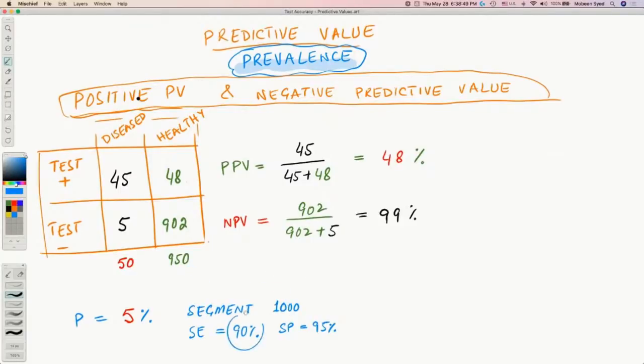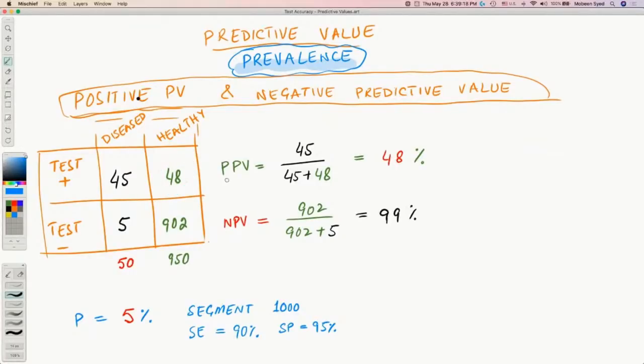When we apply the 90% sensitivity, out of these 50, 45 are correctly identified as positive, but 5 who were unhealthy are incorrectly identified as negative. Out of the 950 healthy, the test was correctly able to identify 902 as healthy, but incorrectly identified 48 as unhealthy.